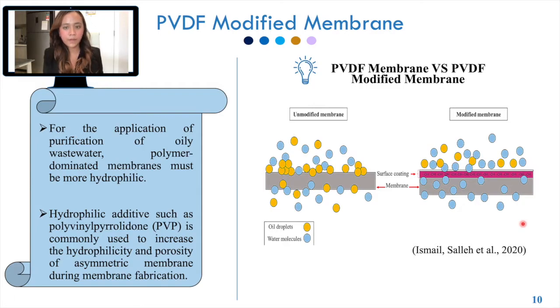All droplets which pass through the membrane pores would most likely block the water molecules from passing through the membrane. Then the water permeability would significantly decrease after a long period of time. Hence, it is suggested that the best materials for surface coating should possess hydrophilic properties such as PVP.